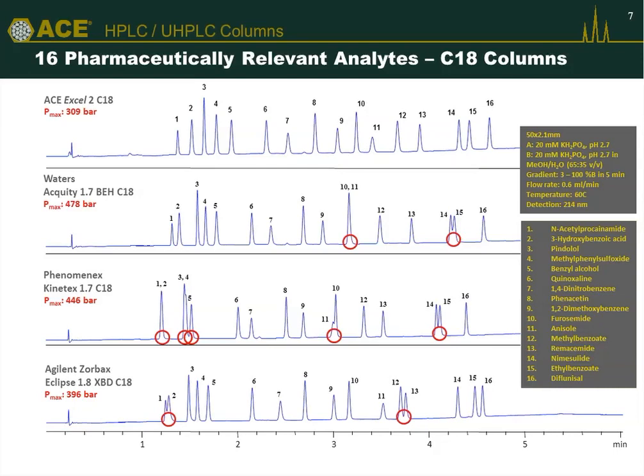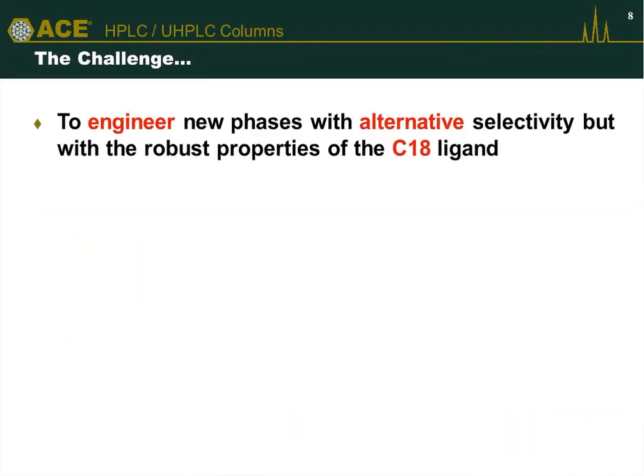And yet we make our silicas differently, we bond them differently, we end cap and we pack them differently, and yet for this type of mixture, a wide range of analytes, we're still getting a very similar elution order. We're not getting much differences in selectivity. The selectivity is very similar, and yet selectivity is the key to resolution. So at ACT, what we said is that we wanted to engineer new stationary phases that have alternative selectivity, but with the robust properties of a C18 ligand, because that's why it is so popular and most chromatographers will use a C18 or start with a C18.